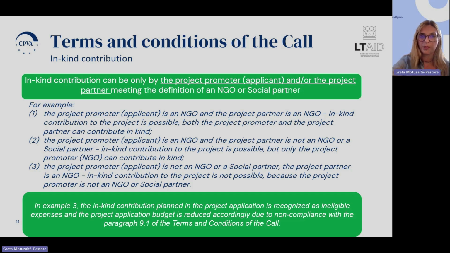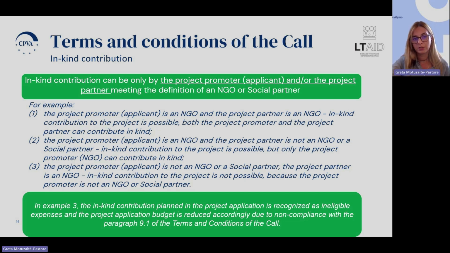To explain better, I put 3 situations, 3 examples. The first situation is that the project promoter is an NGO and the project partner is also an NGO. In-kind contribution to the project is possible. Both the project promoter and the project partner can contribute in kind up to 50% in total per both. In the second situation, the project promoter is an NGO and the project partner is neither an NGO nor a social partner. In-kind contribution to the project would be possible, but only by the project promoter that is an NGO. And in the third situation, the project promoter is not an NGO or social partner, but the project partner is an NGO. In this situation, in-kind contribution to the project will not be possible because the project promoter must be an NGO or social partner as well.